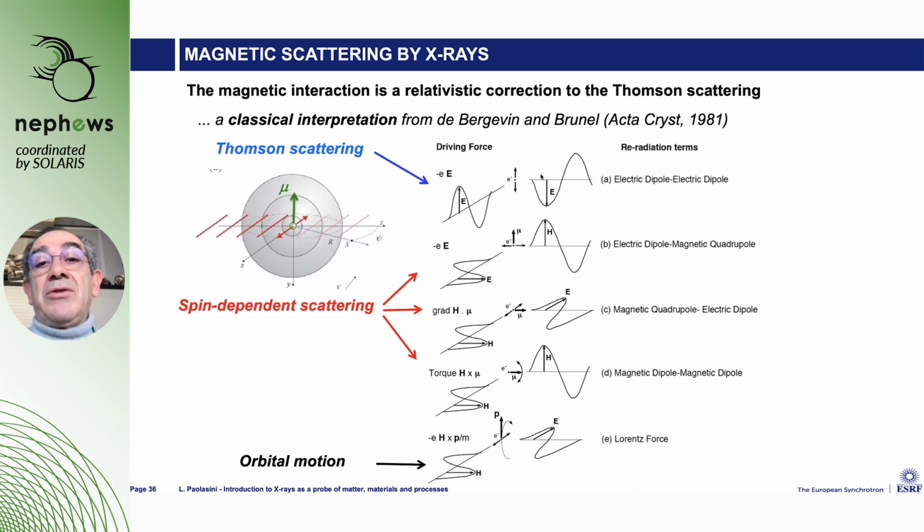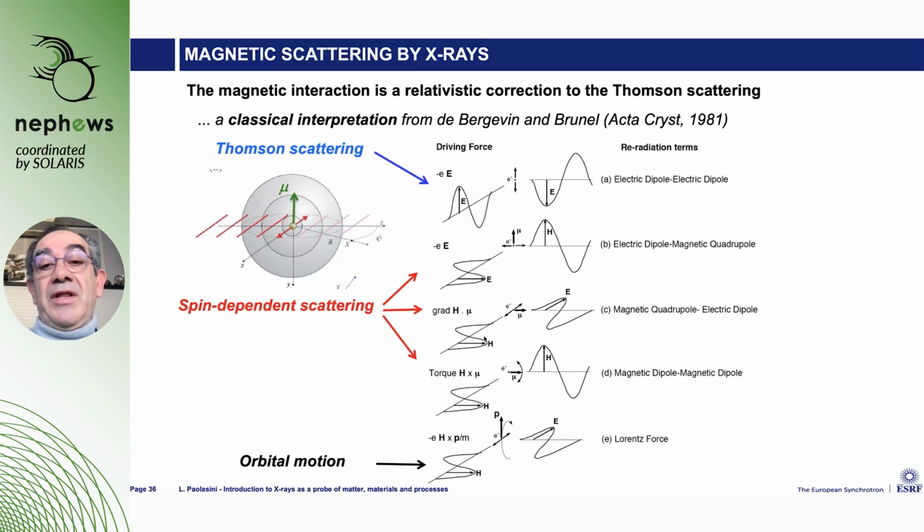The first term is the Thomson scattering: the electric field excites the electron motion, which re-emits an electric dipole. This is called electric dipole interaction. But the oscillation of the electron moves the spin of the electron, and the spin of the electron can re-emit a magnetic field, called a magnetic quadrupole. And so these radiation terms are called electric dipole incident, magnetic quadrupole re-emitted.